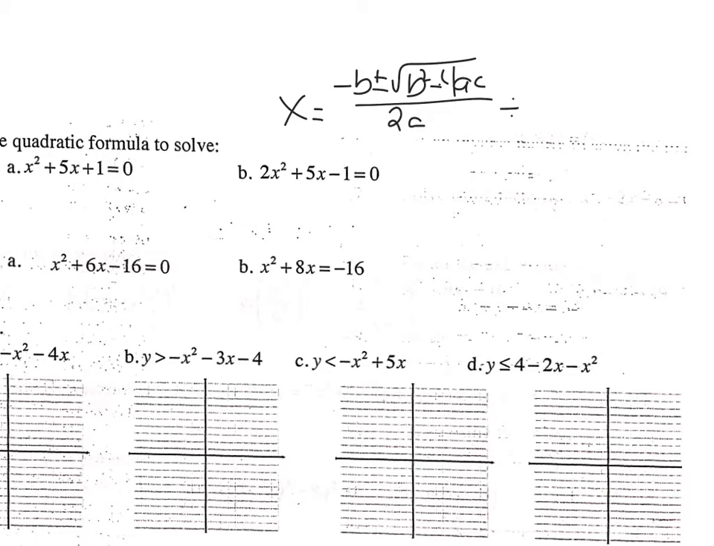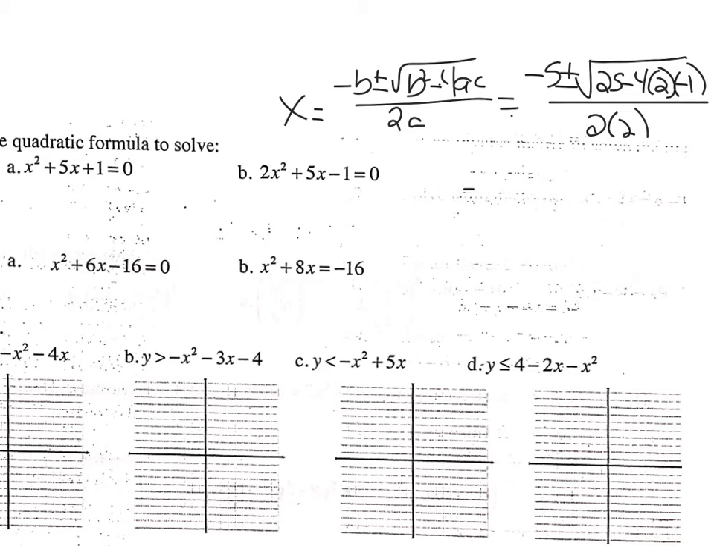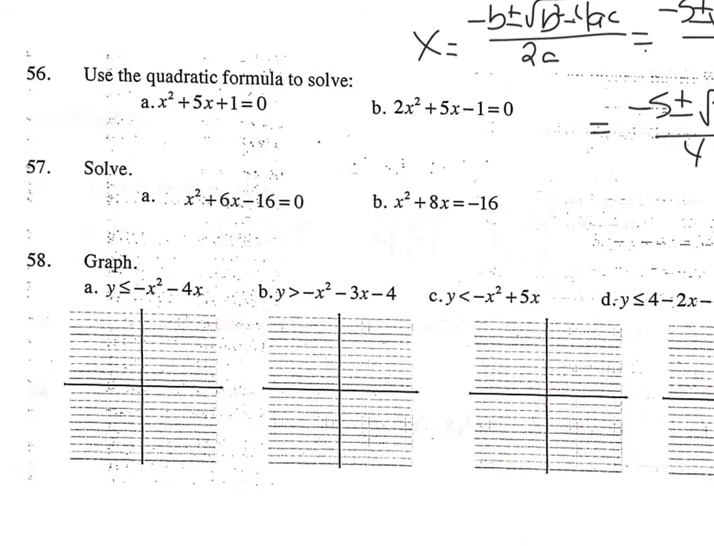x equals negative b, which would be negative 5, plus or minus the square root of b squared, which is 25, minus 4ac, which is negative 1, all over 2a, 2 times 2. So you get negative 5 plus or minus the square root of 33 over 4. And because you can't break down 33, you're done. Right?